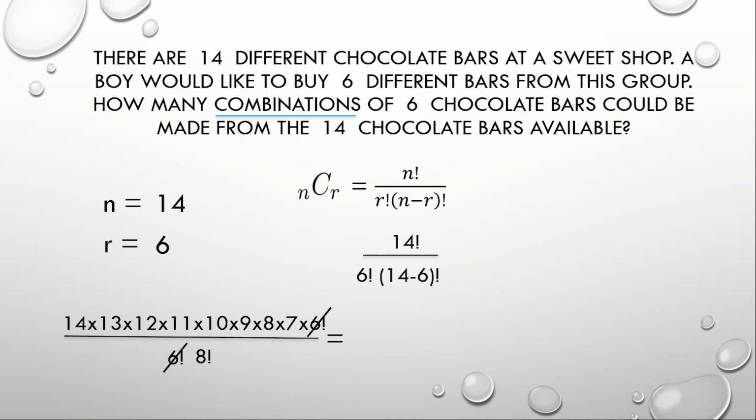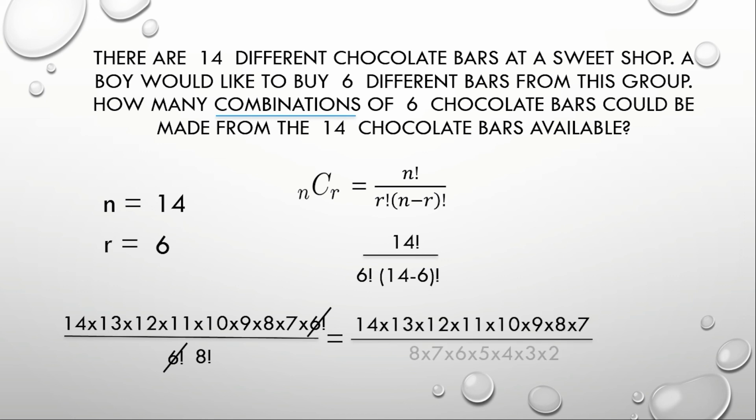So we just simply copy 14 multiplied by 13 up to 7 divided by 8 times 7 times 6 times 5 times 4 times 3 times 2. So dito, class, titignan natin kung ano yung mga pwedeng i-cancel. So ano nga ba yung mga pwedeng i-cancel dito? So we can cancel 8, also 6 and 12.